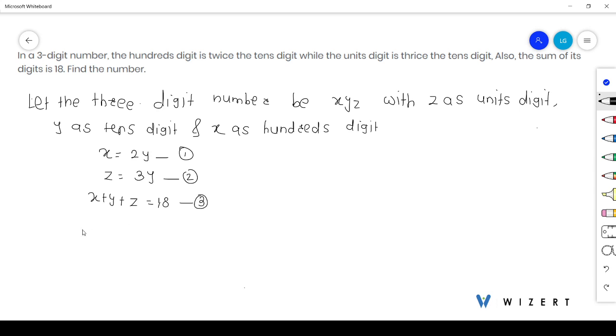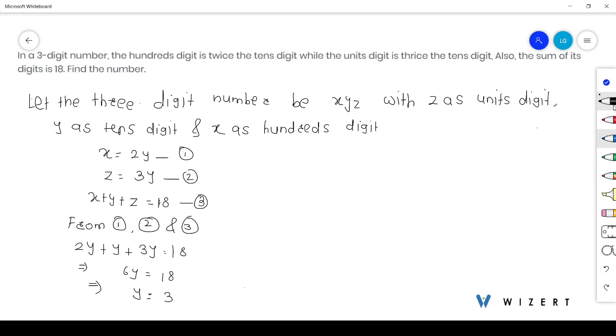Now we can find the values of X, Y and Z by substituting 1 and 2 in 3. So from 1, 2 and 3, 2y plus y plus 3y equals 18. So it is 6y equals 18. Now divide both sides by 6, we get y equals 18 by 6, which is 3.